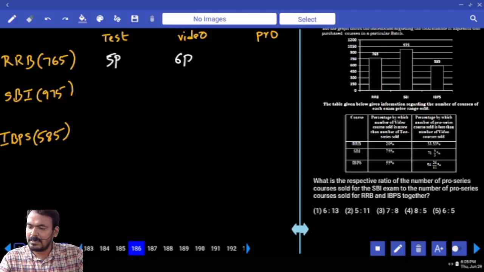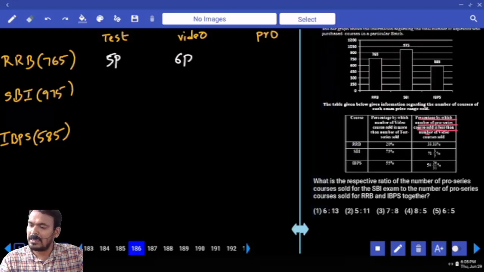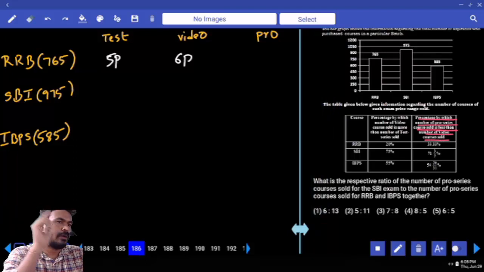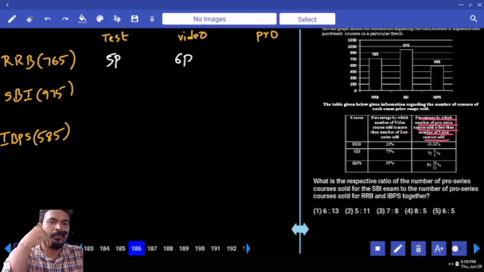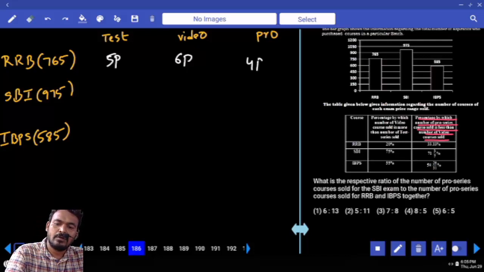Next pro series. What is the next line? Percentage by which the number of pro series courses sold is less than the number of video courses sold. Pro value compared to video value, 1/3 less or 1/3 more? 33.33 means 1/3 or 1/4? 1/3. 1/3 means 1/3 less. What is 1/3 of 6? 2 parts. 6 minus 2, 4 parts. That 4 parts is which one? Pro value.